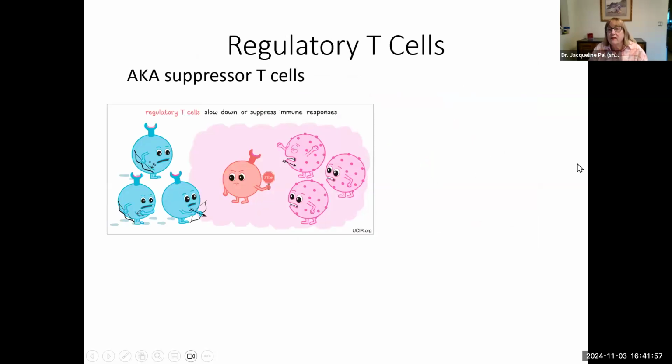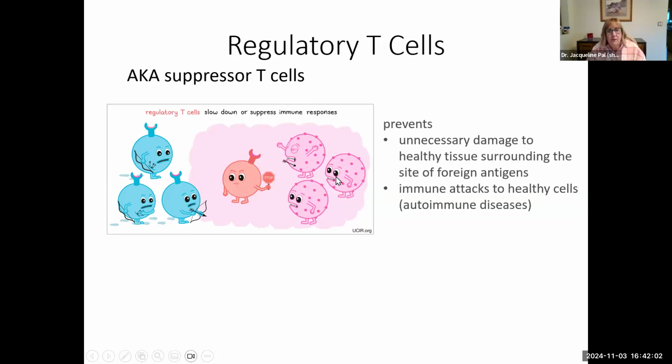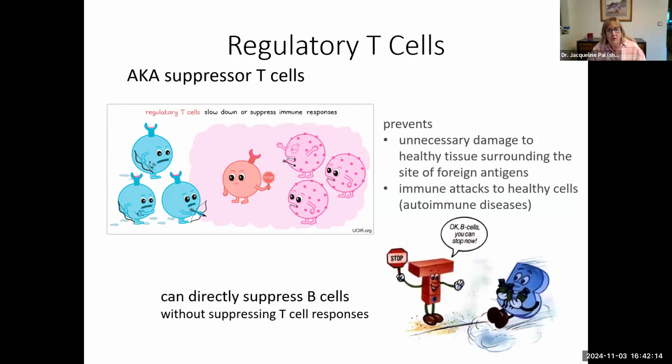All right, the regulatory / suppressor T cells, they're going to either slow down or suppress the immune response. So what this does is it prevents unnecessary damage to healthy tissue, as well as, I mentioned before, prevents autoimmune disease. And here's the really cool thing. These regulatory T cells can stop the B cell response while still continuing the T cell response. So it doesn't have to turn everything off at once.